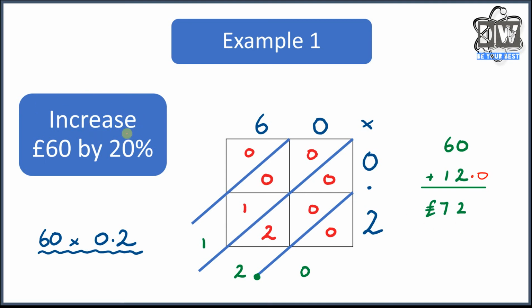I've increased £60 by 20%. I found out what 20% was. It was 12, and I've added it to it. 72. That makes perfect sense, doesn't it? Increase £60 by 20%. £72 is more than £60.